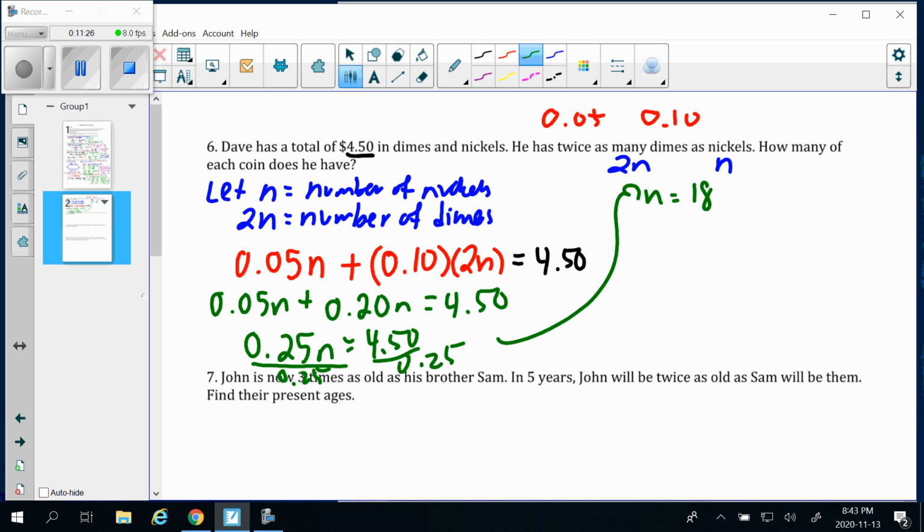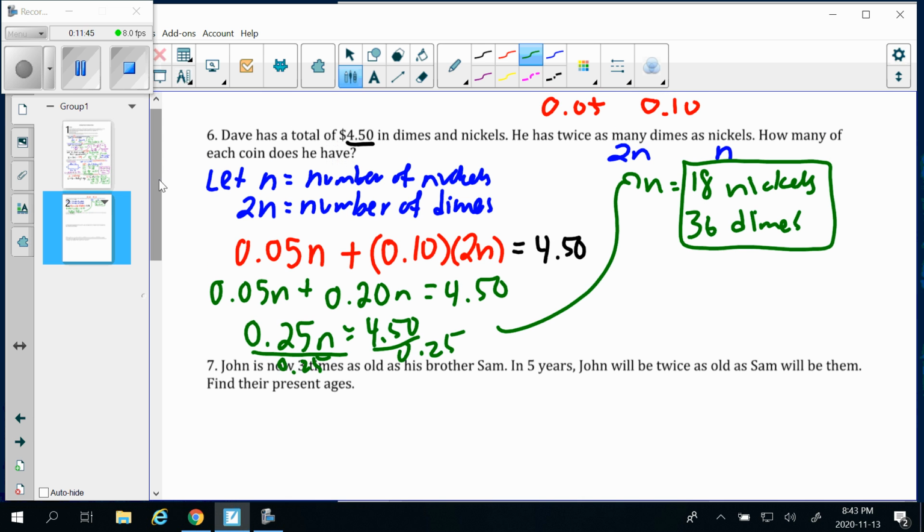So what does that mean? We have 18 nickels. So then the dimes must be twice that. So then 36 dimes, right? So 18 nickels and 36 dimes is what we would have as an answer.